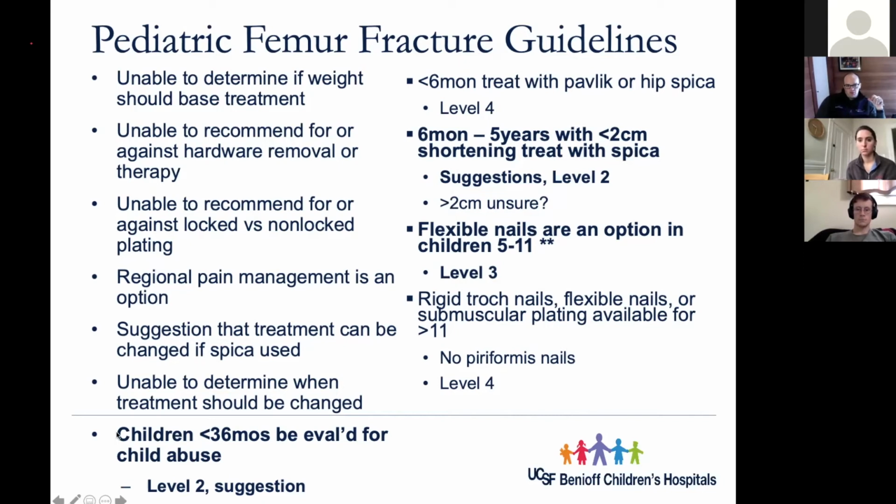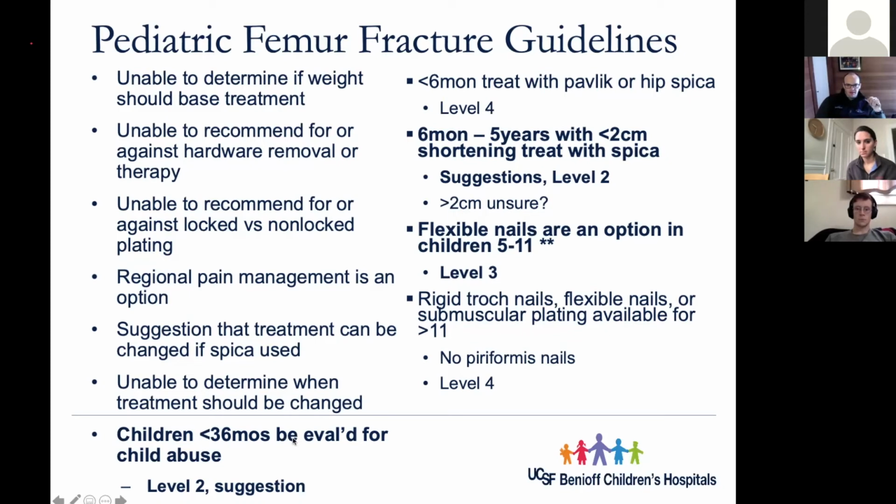And this first one is that children less than 3 years of age should be evaluated for child abuse. Anthony, why do you think a child less than 3 with a femur fracture is an important person to question for non-accidental trauma? Because in a 3-year-old, I imagine it would take a higher energy to cause a femur fracture. So not just a fall or something like that.